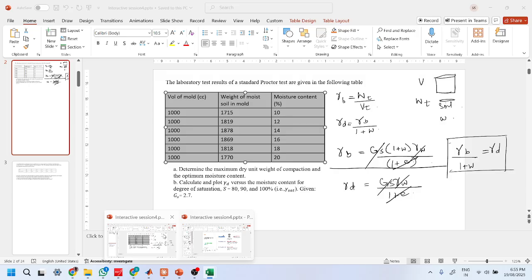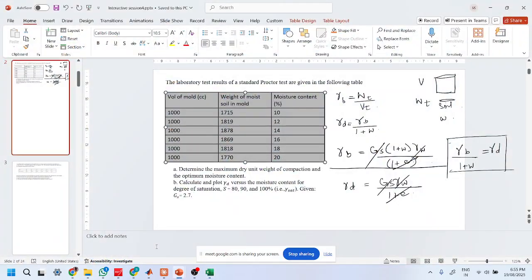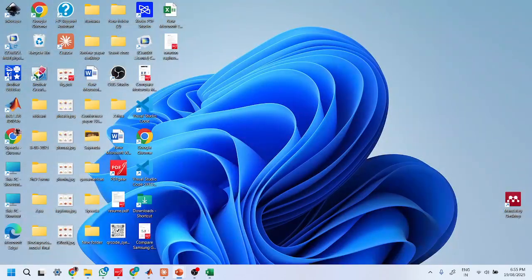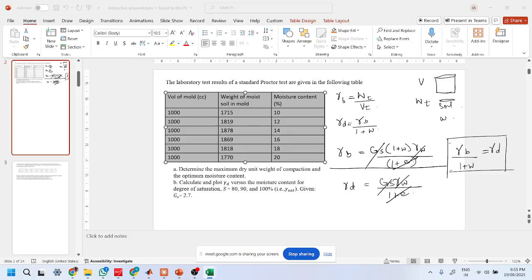The second process is to calculate and plot gamma d versus moisture content for degree of saturation 80, 90, and 100, as given. So what we can do is this.